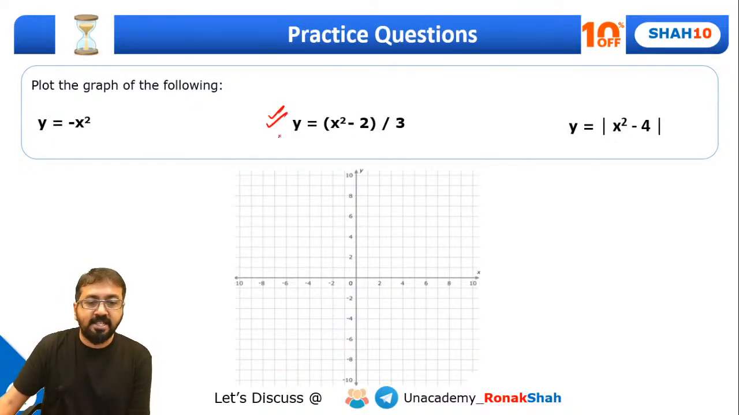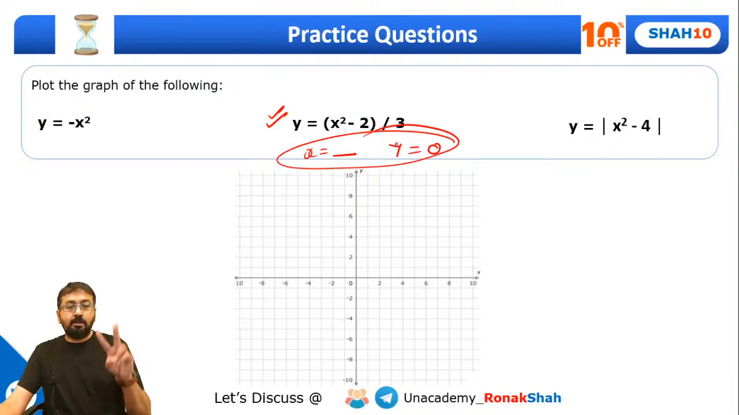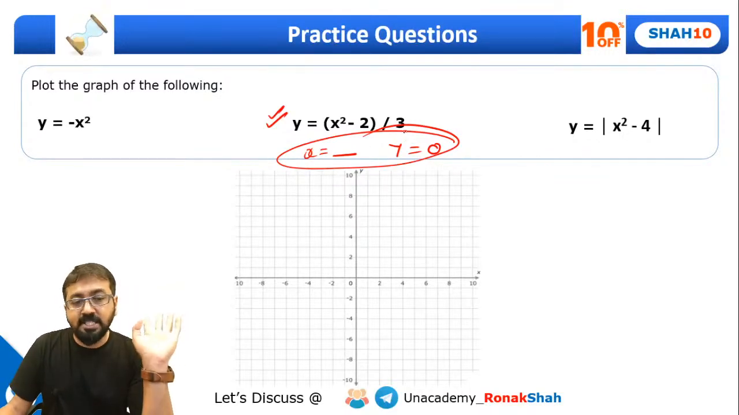Please try for this one, guys. y equal to x square minus 2 divided by 3. Now what will we do? Can you tell me for which value of x, y will be 0 over here? Just find out. There will be two values of x for which y will be 0.